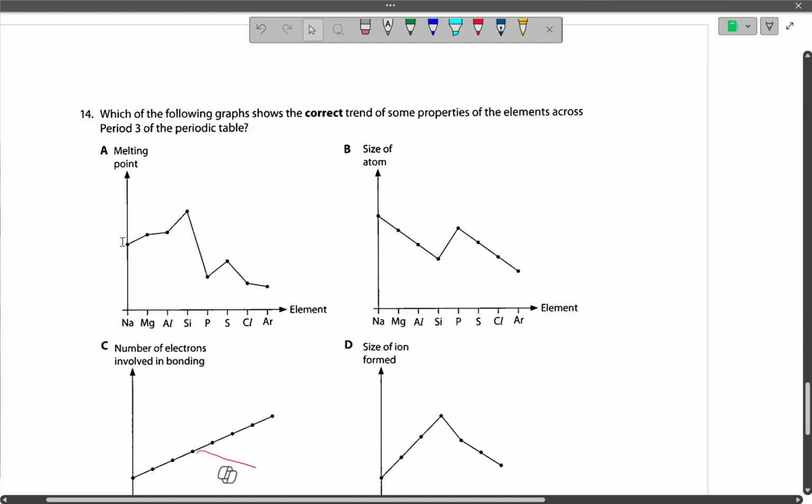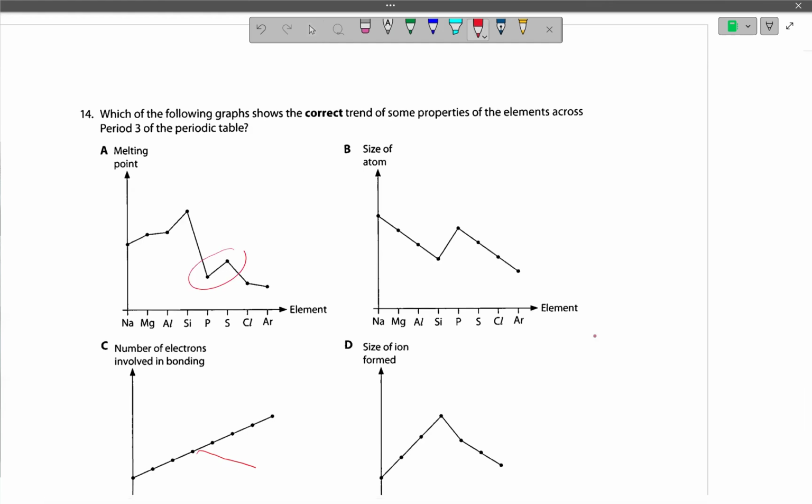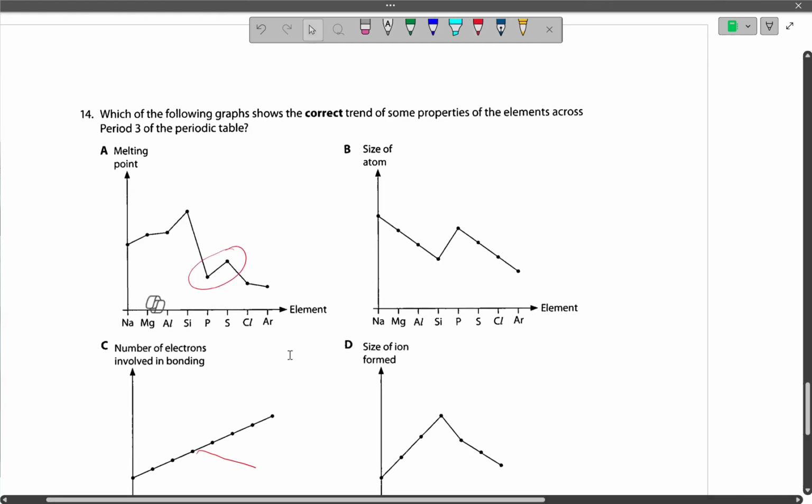Let's look at melting point. Melting point increases from sodium to magnesium to aluminum. Silicon is the highest, and then it drops down to phosphorus. So most likely it's this trend. This is the only part that we may not really understand. It depends on the molecular size of phosphorus and sulfur. If you know the details, phosphorus is P4, sulfur is S8. That's probably the reason why sulfur is slightly higher, because of the larger molecular size.